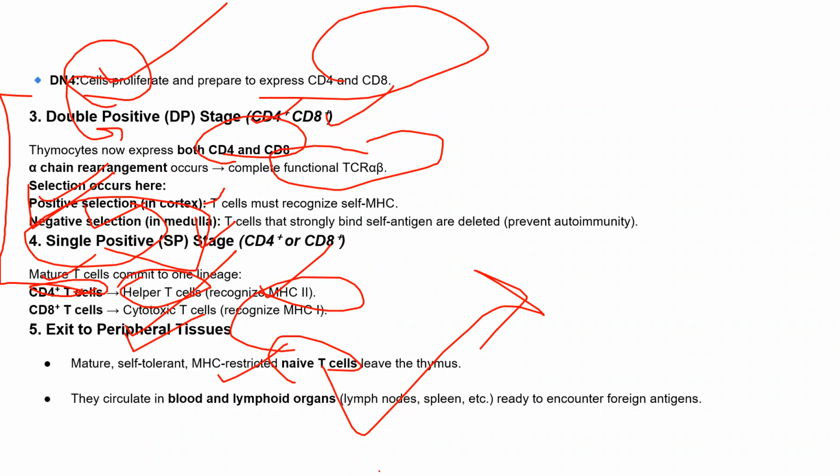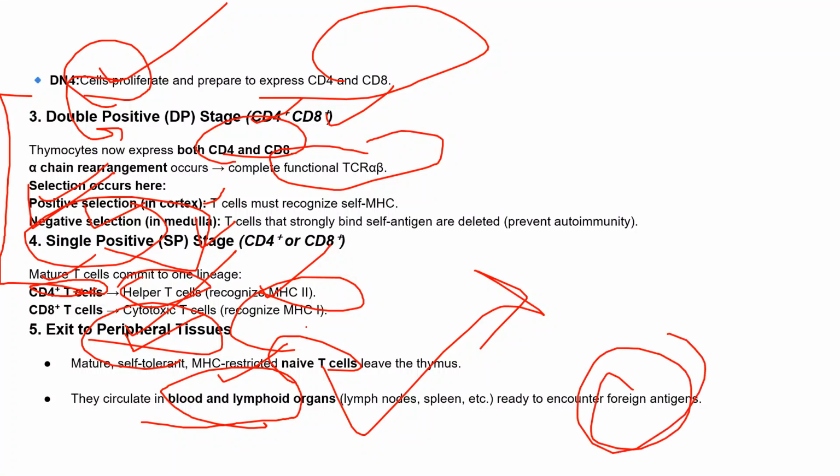So in this way they exit to the peripheral tissue. There they circulate inside the blood and lymphoid organs. Now they are committed to their receptors, they are ready to encounter foreign antigens. Once they encounter a foreign antigen, these naive T cells are converted into mature T cells.